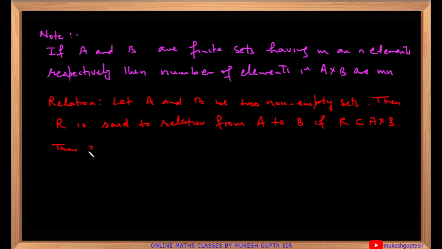Thus we can say each subset of A cross B is a relation from A to B. Every subset of A cross B will be a relation from A to B.